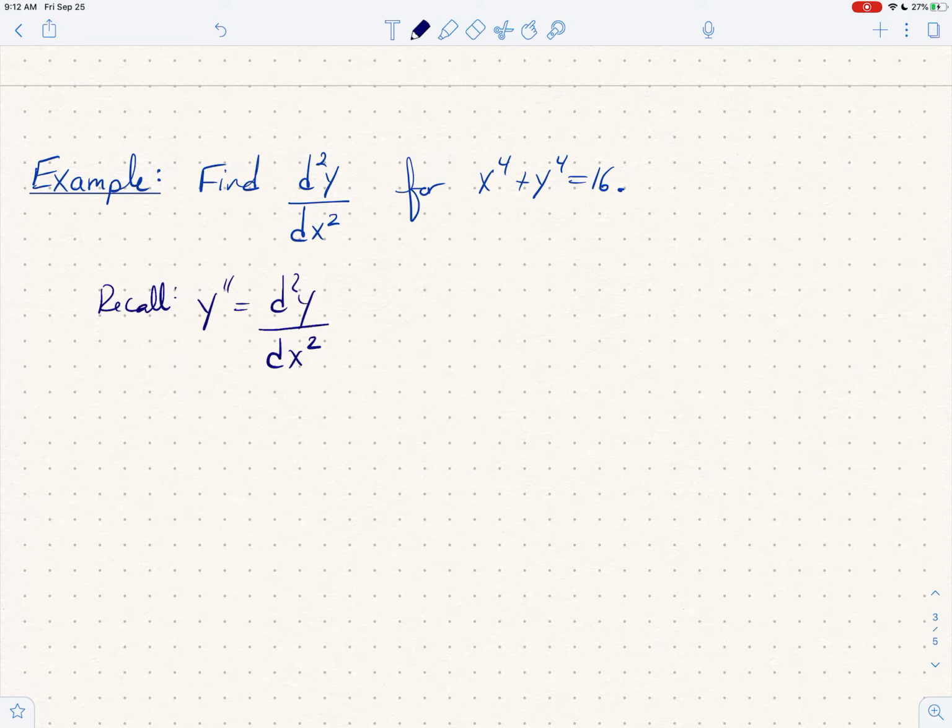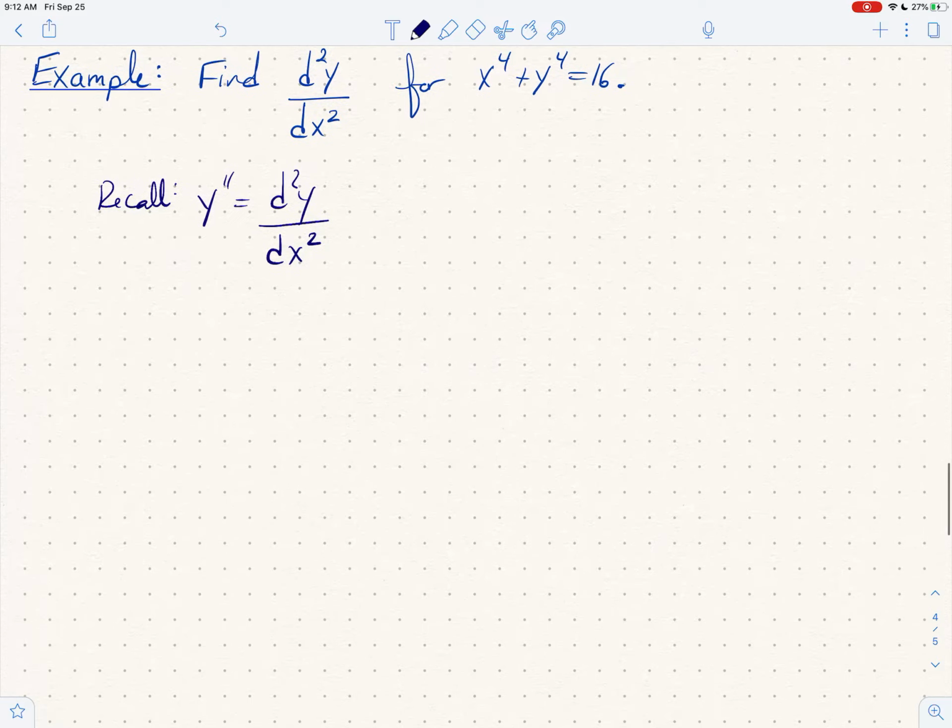So how do you do this? Well, I want to walk you through it. So you begin by finding the first derivative. And so step one is going to be to find y prime. Okay? So I'm going to begin by taking derivatives of my original equation, and I'm going to get 4x cubed plus 4y cubed times dy dx equals 0.